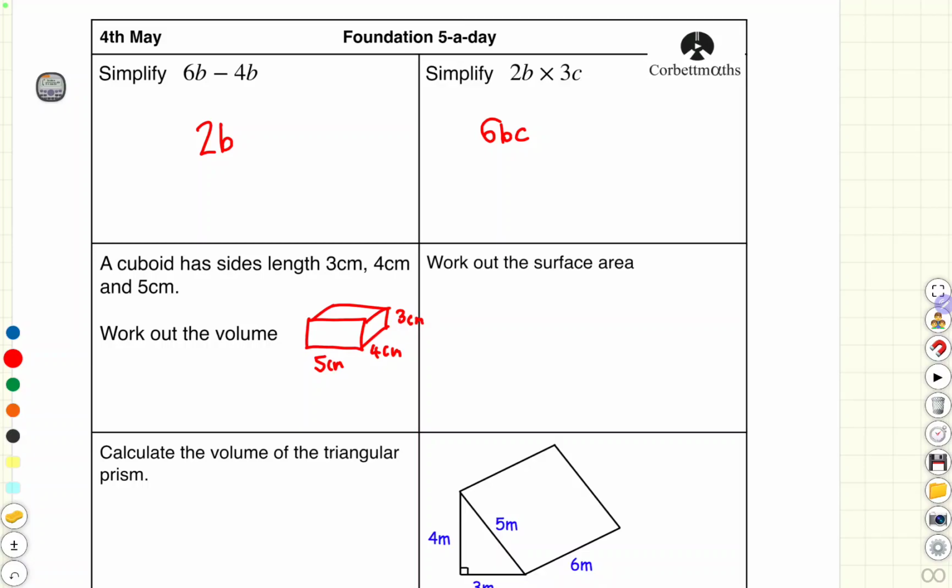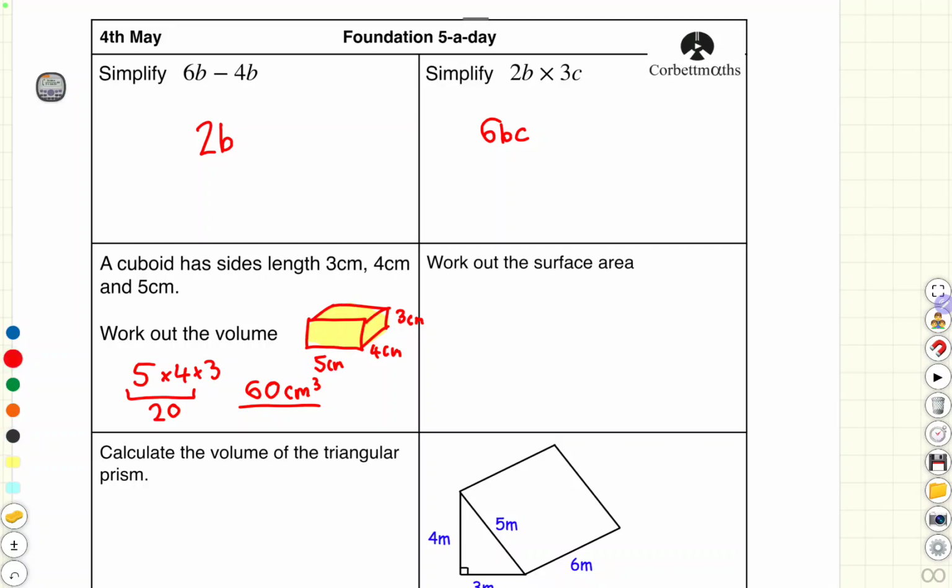So we've got length times width times height. So we've got 5 times 4 times 3. And we times the 5 and the 4 together to get 20. And then the 20 times by 3 gets me 60 centimeters cubed. And it's cubed because it is a volume. It's the space inside this cuboid that we're talking about.